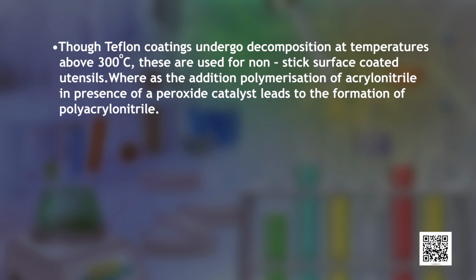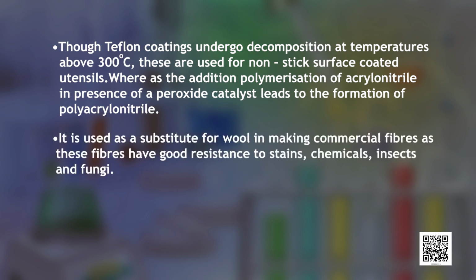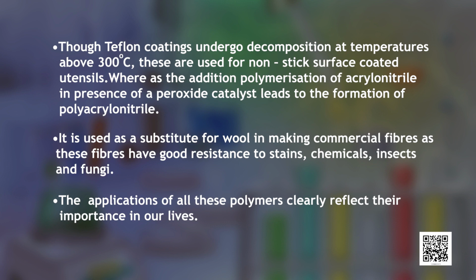for non-stick surface coated utensils, whereas the addition polymerization of acrylonitrile in the presence of a peroxide catalyst leads to the formation of polyacrylonitrile. It is used as a substitute for wool in making commercial fibers, as these fibers have good resistance to stain, chemicals, insects and fungi. The application of all these polymers clearly reflect their importance in our lives.